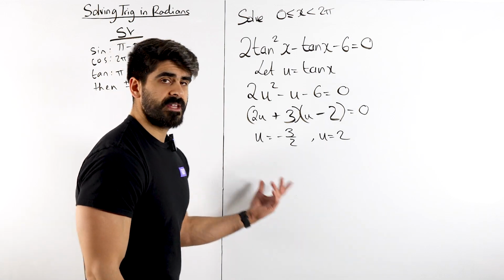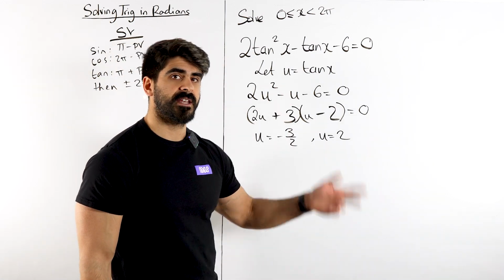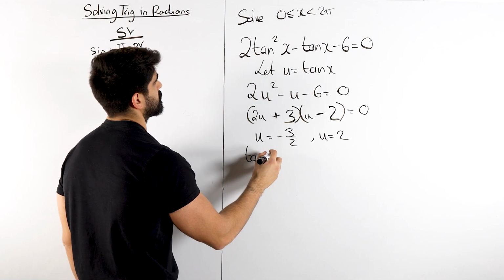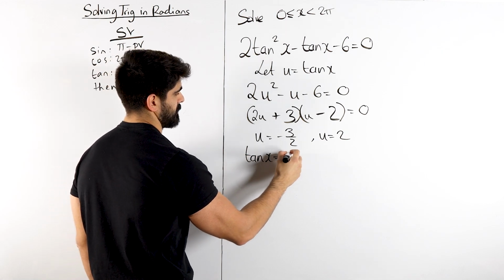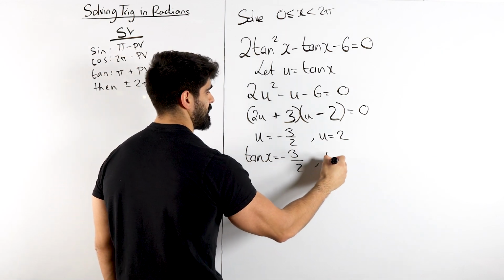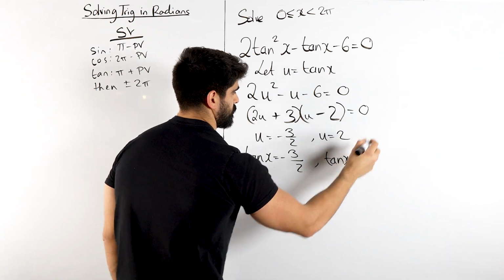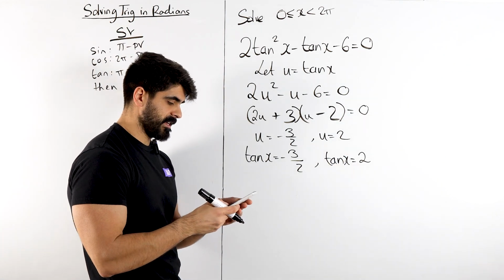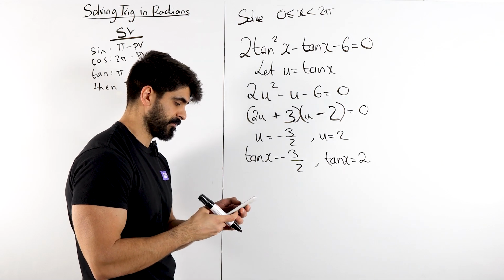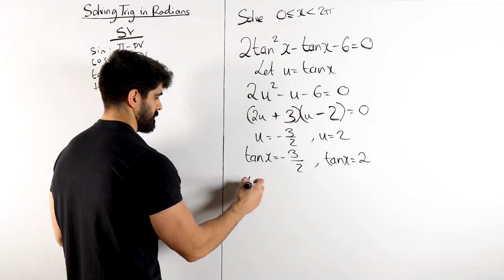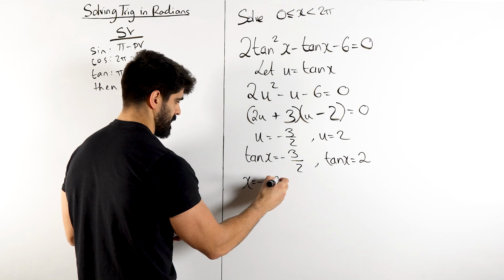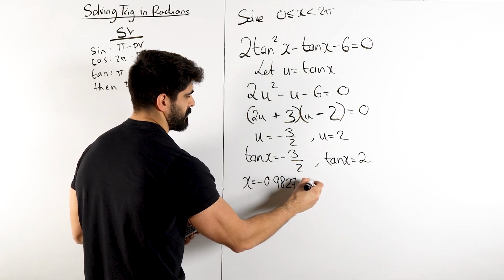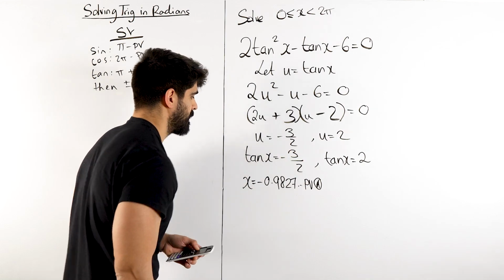You know, you're thinking, oh wait, they're not between 1 and minus 1. Remember guys, it's tan. Tan goes up to infinity and minus infinity. So tan x is minus 3 over 2. Tan x is 2. Okay, so we got our calculator. I'm going to do inverse tan of minus 3 over 2. So I get x is minus 0.9827... That's my primary value. I'm going to store that as a.